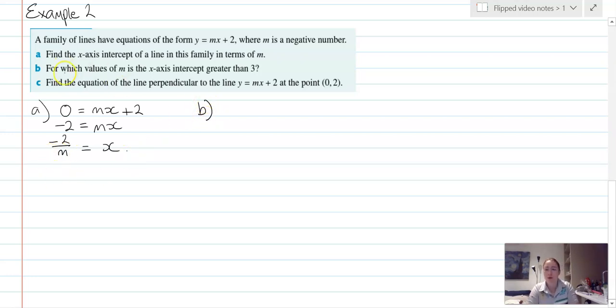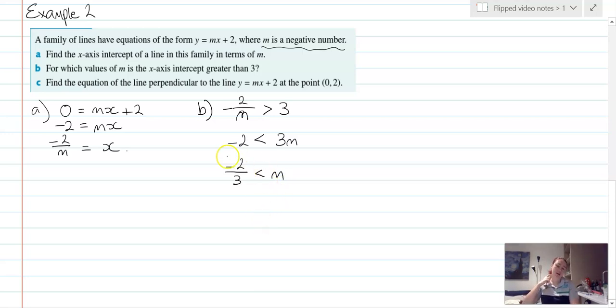For part B, we want to know for which values of m is that x-intercept greater than 3. So basically, we want to know when is negative 2 over m greater than 3. So we're looking at our inequalities here. We're going to multiply both sides by m, but remember that m is a negative number, so that's going to flip our sign. So we've still got negative 2, but now that's going to be less than 3m. And then we would divide both by 3 because we want m by itself in this case. So we have negative 2 over 3 is less than m.